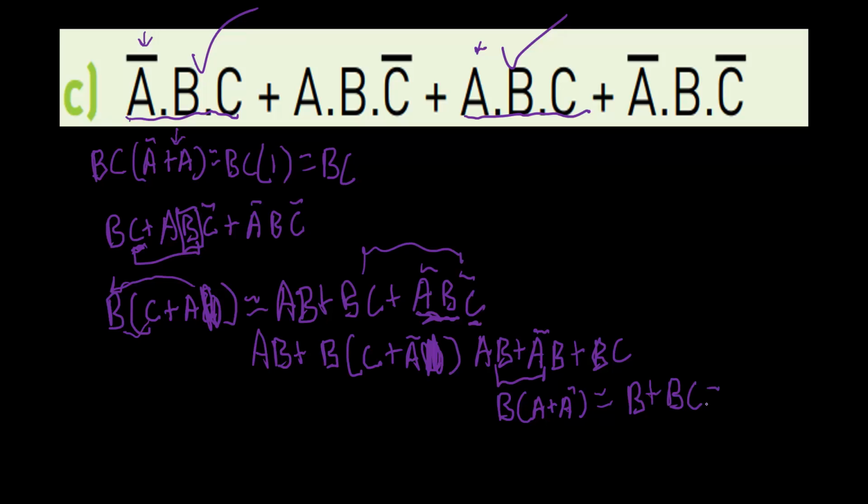This is the absorption rule. I can apply the absorption rule straight to here. If I have B or B and C, I don't need C at all. Because if B is a 1 here, and I know I need B and C, well, B is going to be a 1 in both cases, so I don't need that C.